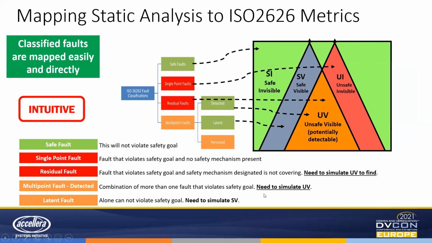So the fault classification by the Optima Safety Platform is very intuitive, and this is the way we are actually addressing some of the issues, one of the issues talked about in the white paper.